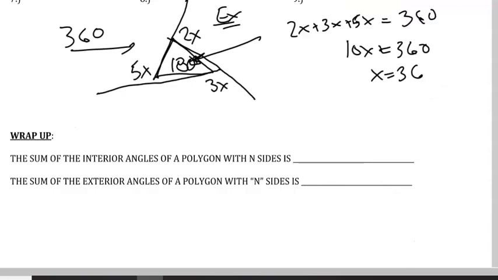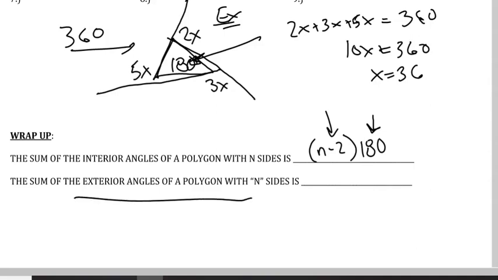The sum of the interior angles of a polygon with n sides is, we know there's a formula, n minus 2 times 180. How did we do that? That tells us how many triangles you would be able to fit inside of the figure, and that is 180 degrees for each triangle. The sum of the exterior angles of a polygon with n sides, sorry, not interior, is just 360 degrees. Hopefully that made sense.